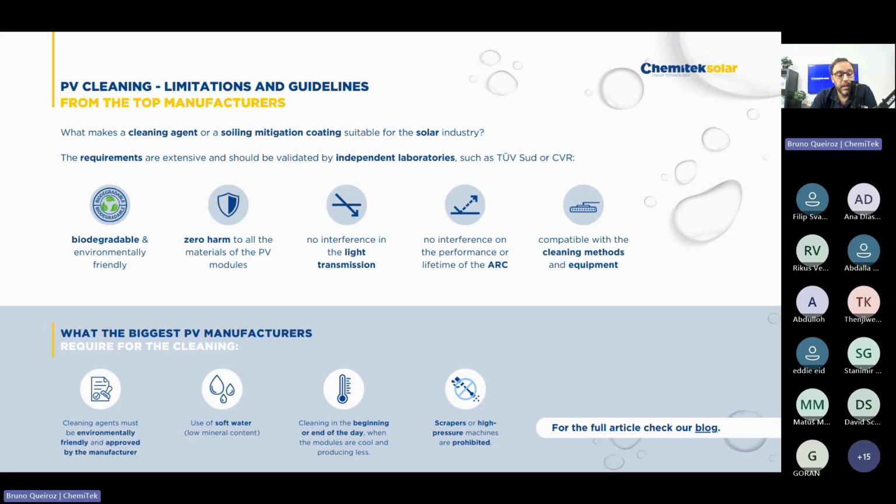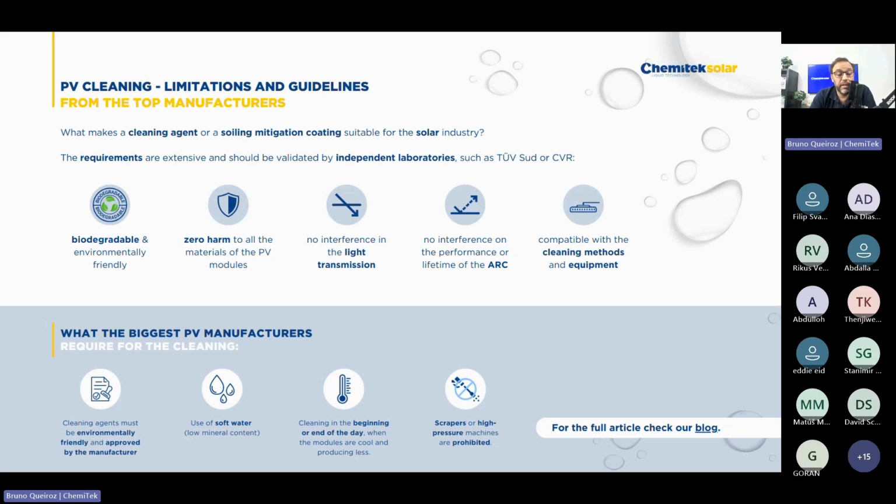So once again, the cleaning agents must be environmentally friendly and approved by them. Soft water should be used. They don't require pure water, even though pure water is a very good option for cleaning solar panels. You'll be sure that you won't have any traces of minerals in the end. Pure water is not a competitor to chemicals. We always recommend rinsing with pure water to have the best finish possible in the panels.